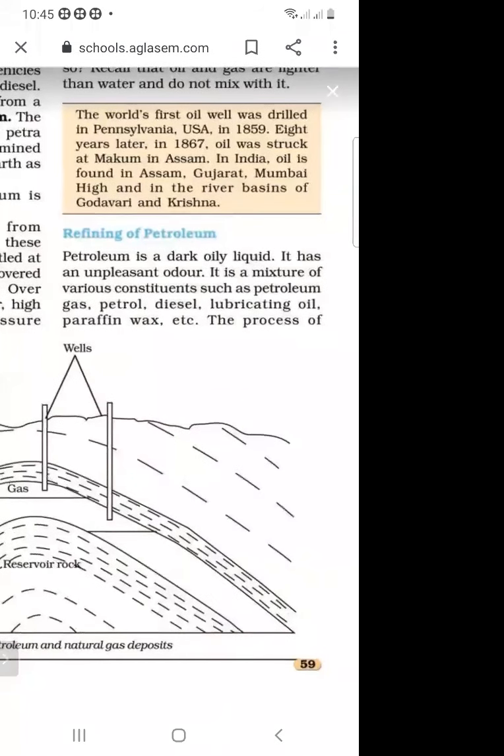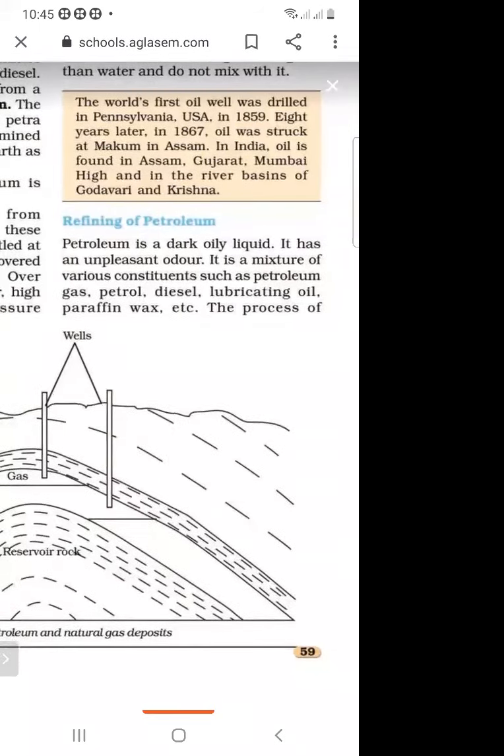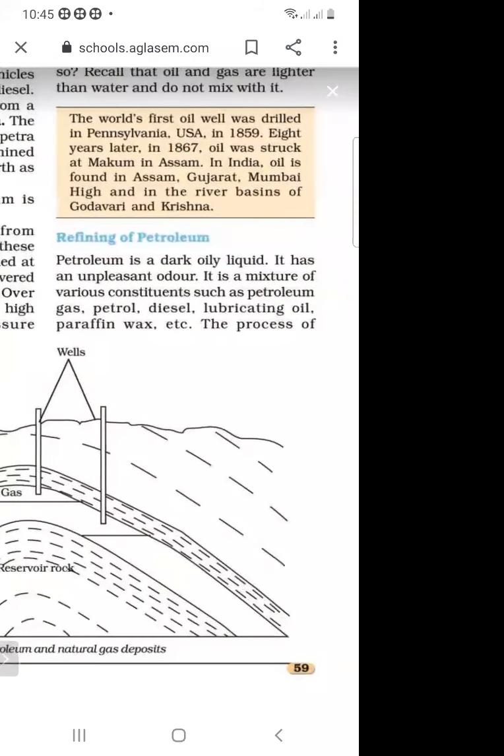So what is the color of petroleum? It is a dark oily liquid, and it has an unpleasant odor, means it has an unpleasant smell. इसकी जो स्मेल है वो बहुत बेकार होती है, and it is a dark color का जो oil की तरह एक liquid होता है. And petroleum is a mixture of various components such as petroleum gas.